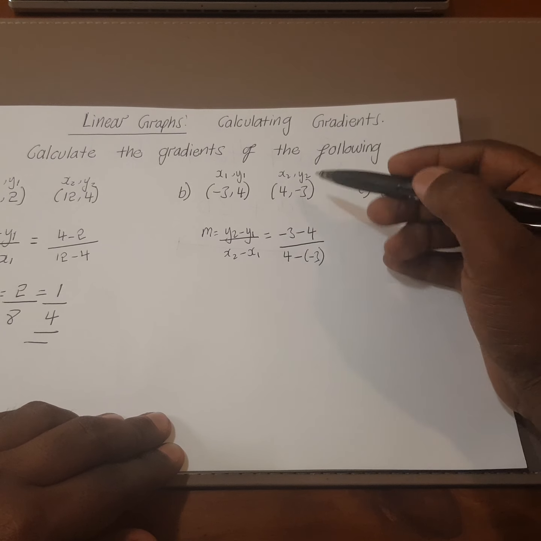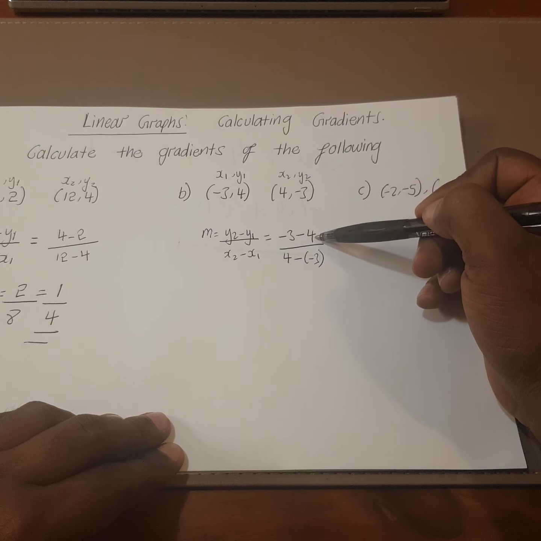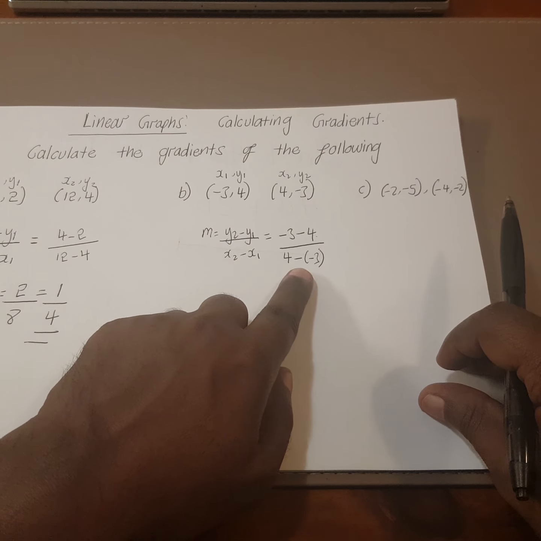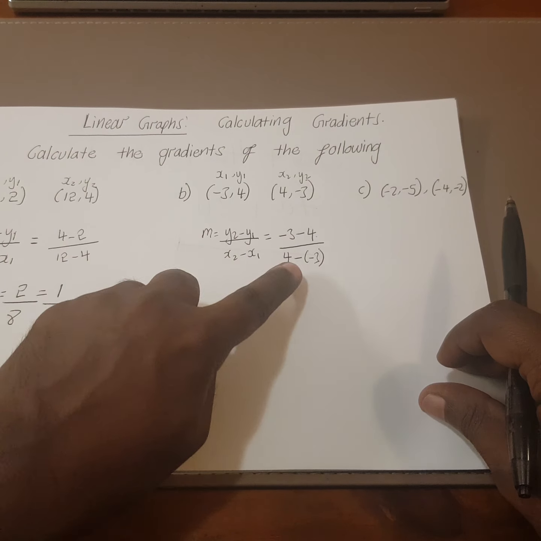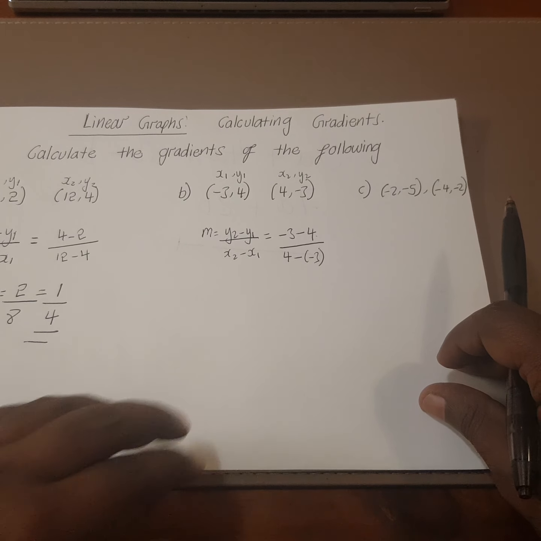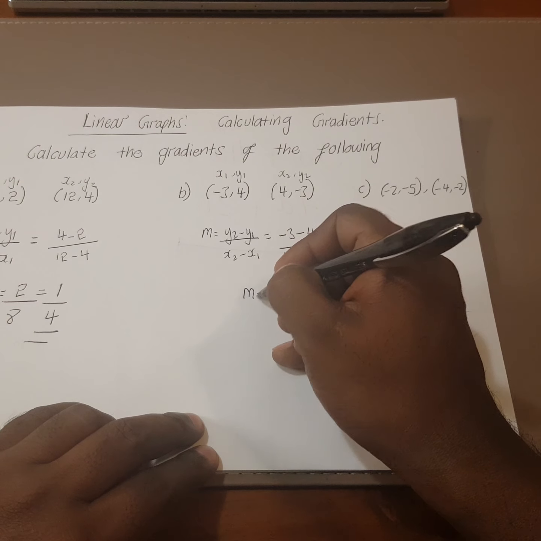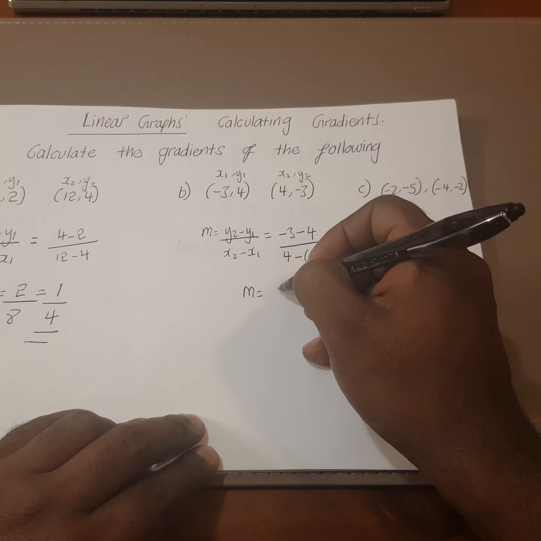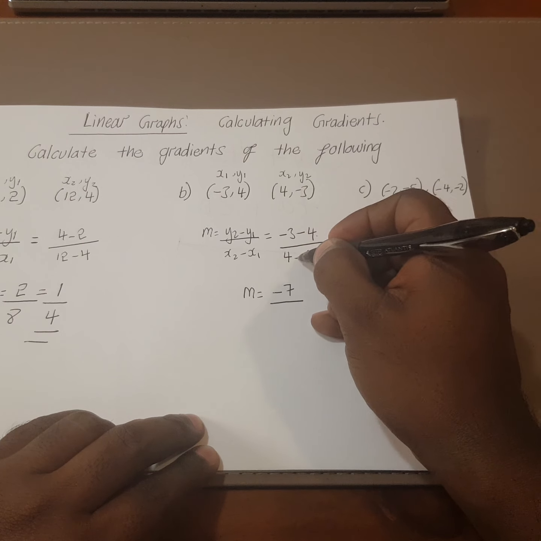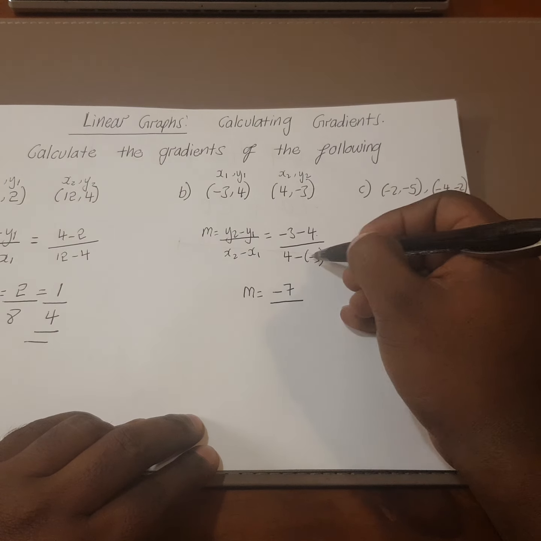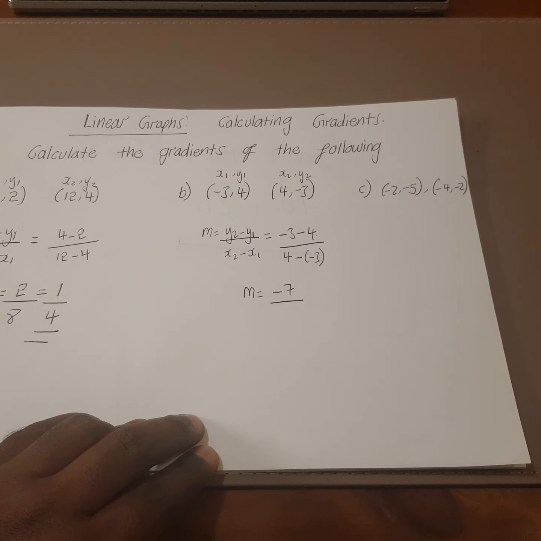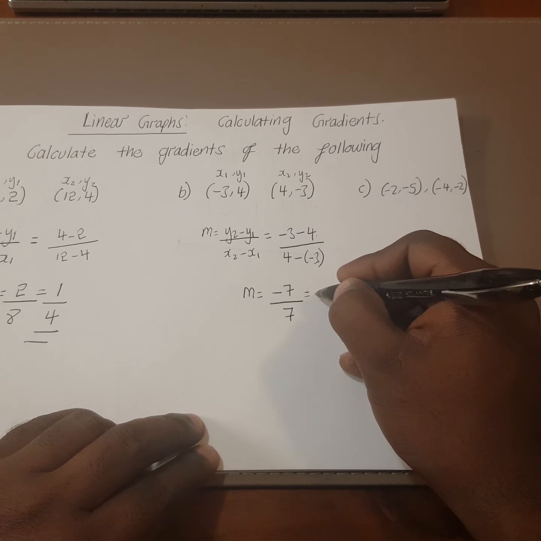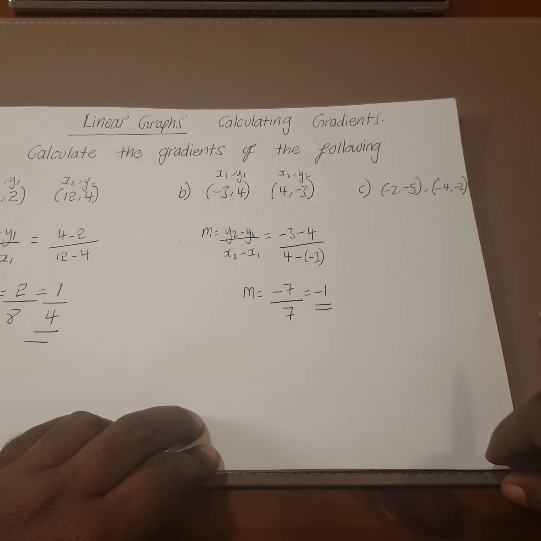All right, so what I've done is I've put -3 minus 4 and then 4 minus -3. It's always a good habit to put a bracket just to show that that negative is actually that -3 and not the minus. All right, so what happens when we work that out? -3 minus 4 is -7, and 4 minus -3, if you remember, two minuses put together becomes a plus, so that becomes 4 plus 3, which is 7, and -7 divided by 7 is -1, so the gradient is -1.